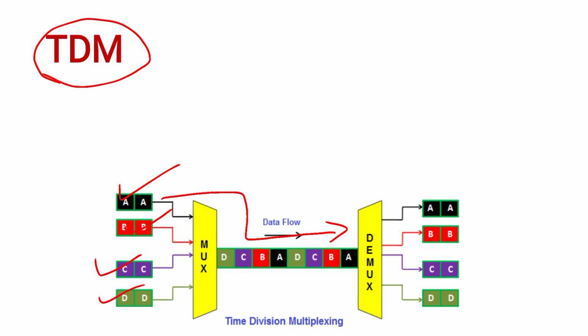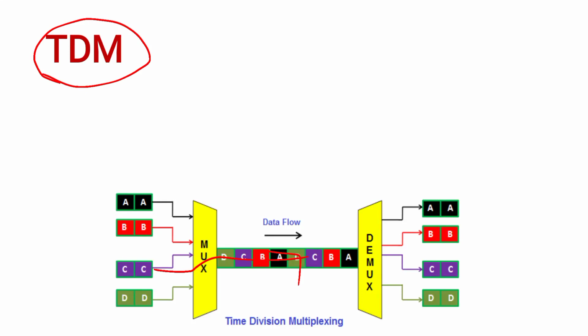After transmitting the data of the first user, I am going to allocate the channel to the second user. After transmitting the information of the second user, I am going to allocate the channel for the third user. That means at each and every particular time only one user can access the channel.